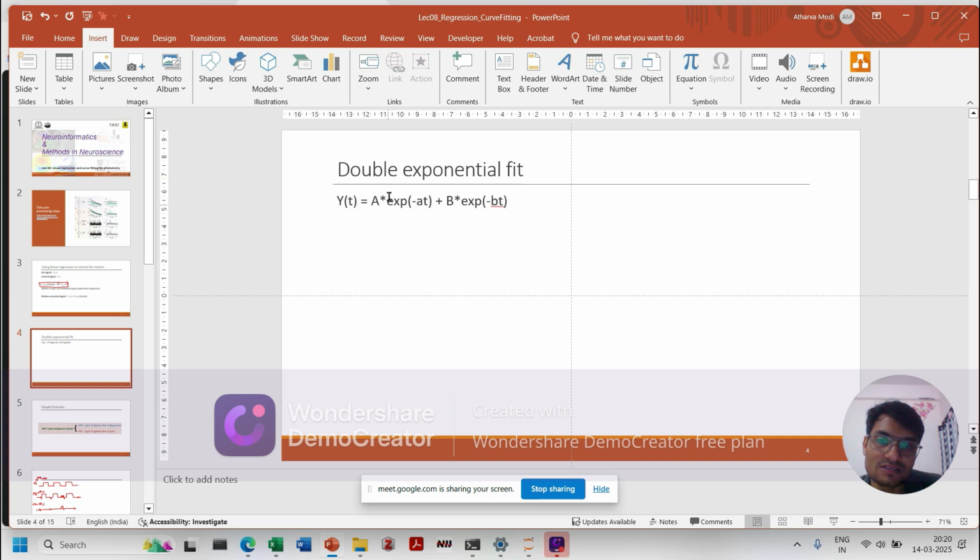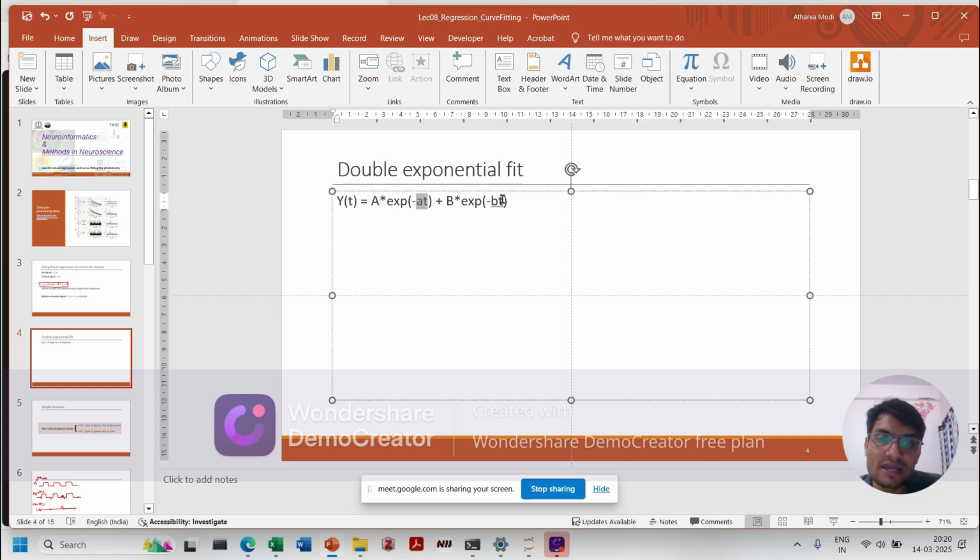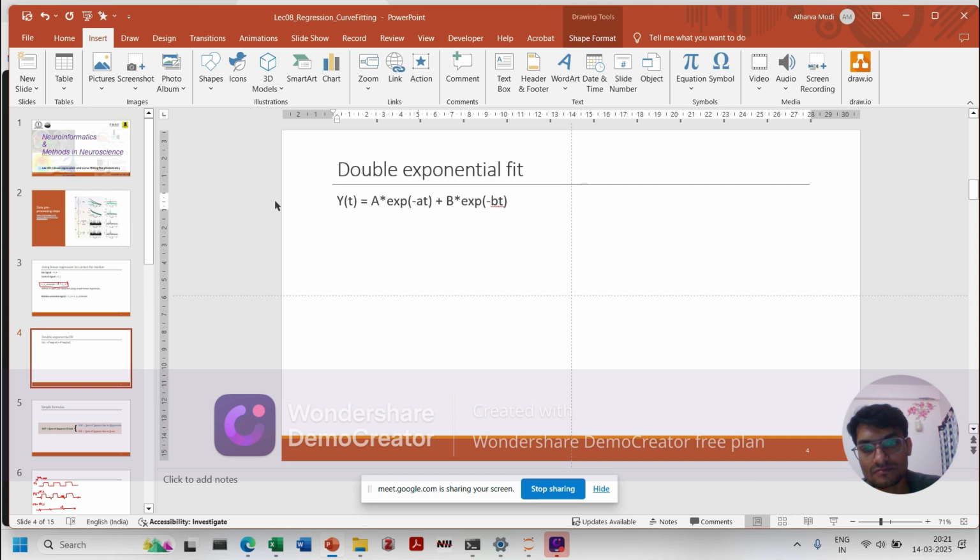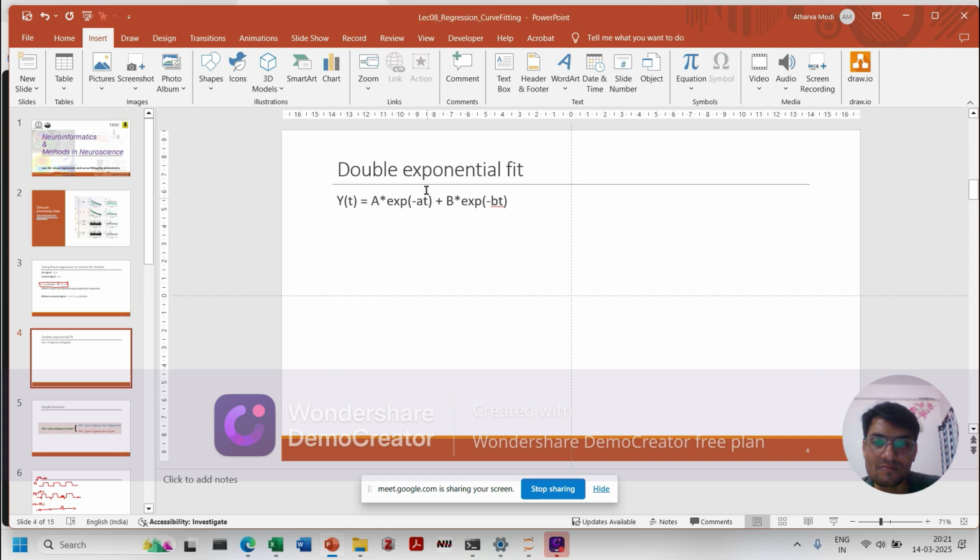A into exponential minus at plus b into exponential minus bt. Let's say you have been given this small a and small b by your sensor company, and you only need to estimate capital A and capital B from your data, then also it is linear regression. Now we have two variables, e to power minus at and e to power minus bt, which are known functions of your variable time here, and A and B are still linear, right?